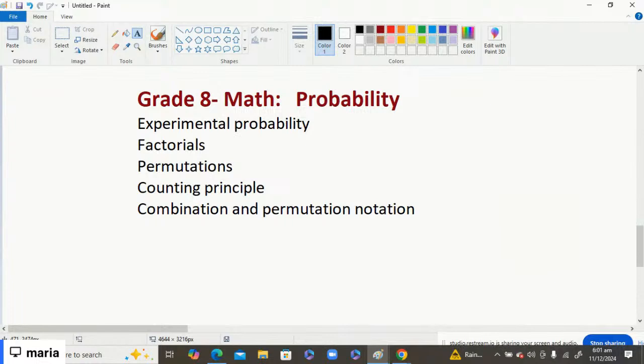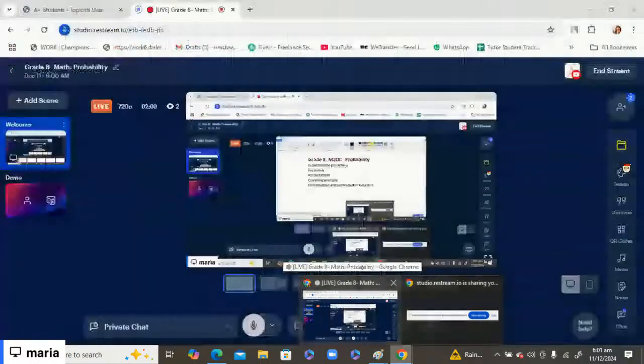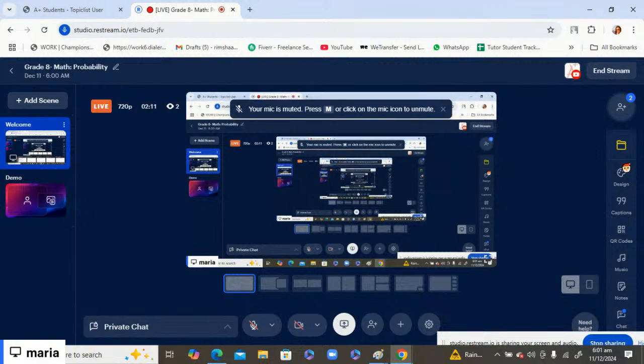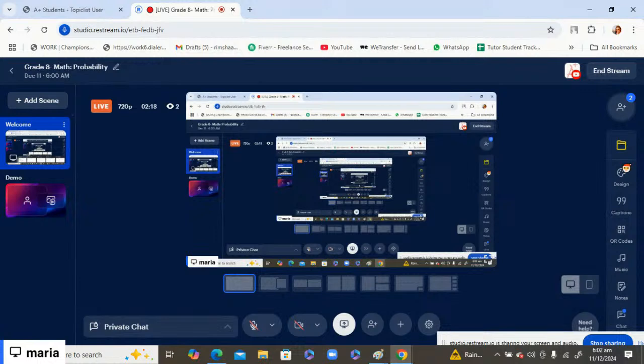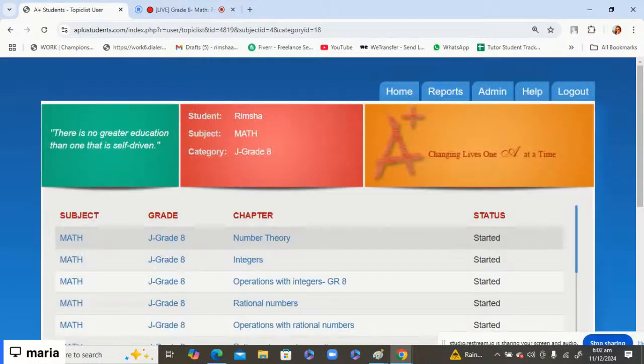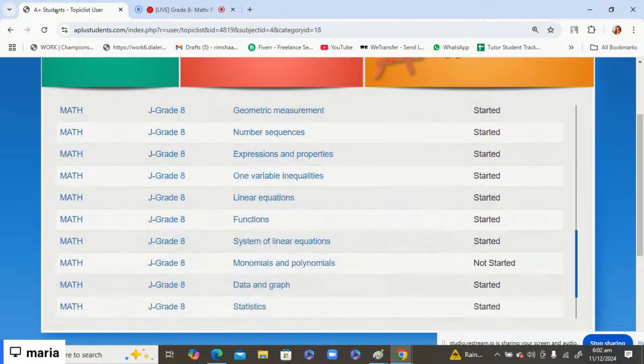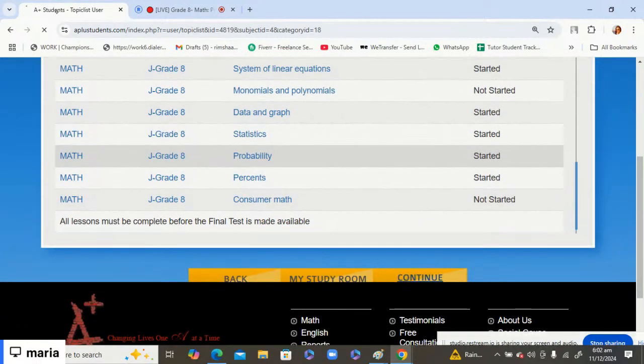You can find all the lessons on aplusstudent.com. You have to log in using the email and password provided by the administrator. Let's go to the subject tab, select maths from there, and here is the list of the chapters. Go to grade 8, view all chapters. The list of chapters is here. So we are on probability. Then let's continue.